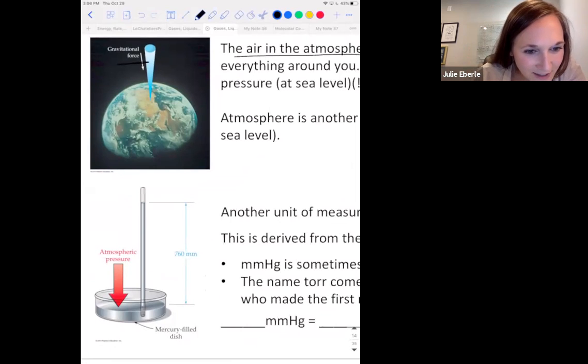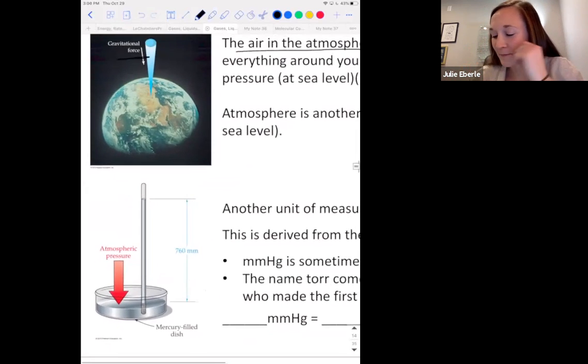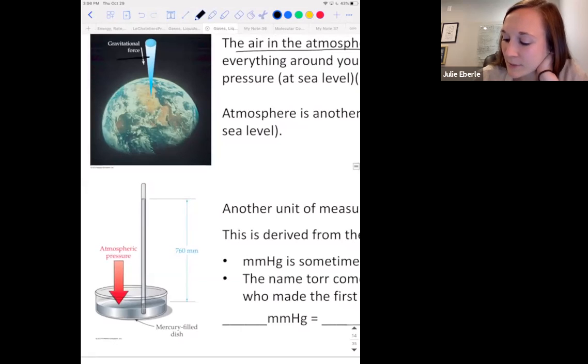So what you're telling me is that I'm 14.7 pounds lighter. No, I'm just saying if you feel stressed or heavy, it's because the atmosphere, you don't realize how the atmosphere is pushing down on you. All right, back to Petri dishes.